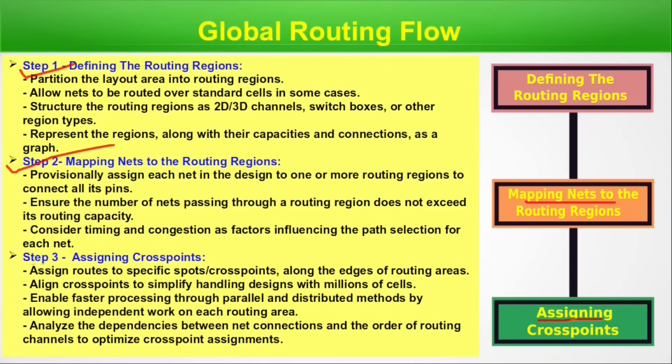And third is assigning cross points. Assign routes to specific spots or cross points along the edges of routing areas. Align cross points to simplify handling designs with millions of cells, enabling faster processing through parallel and distributed methods by allowing independent work on each routing area. Analyze the dependencies between net connections and the order of routing channels to optimize cross-point assignment. These are the 3 steps by which the global routing flow is done. So we are done with this slide. We will move to the next slide.